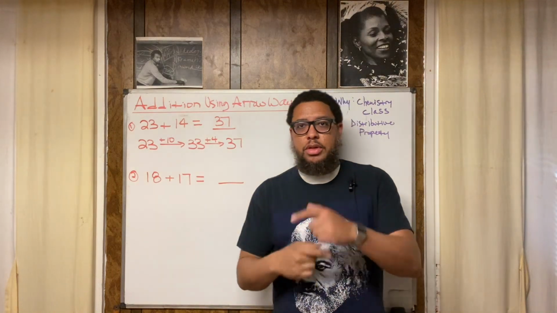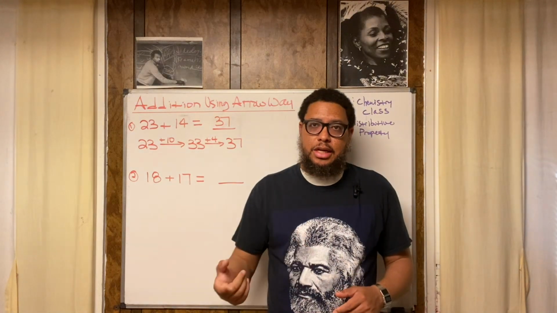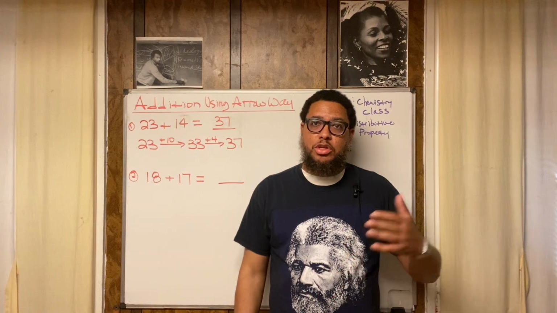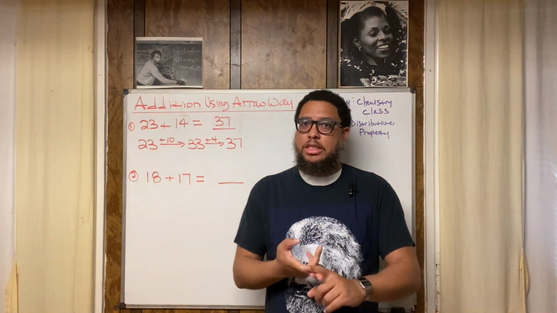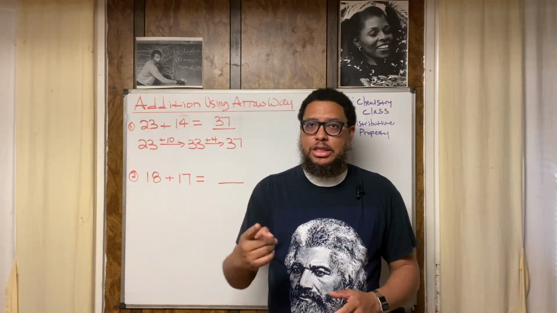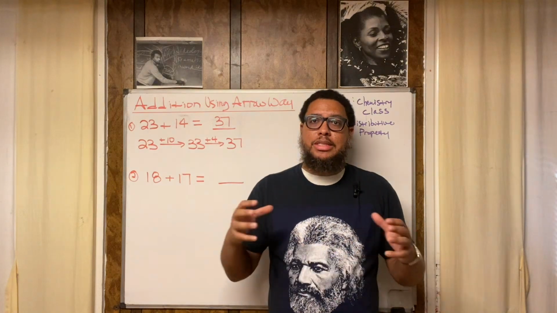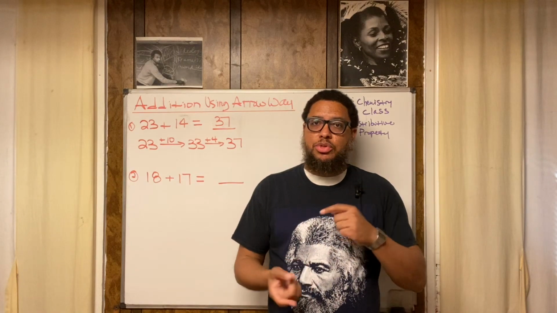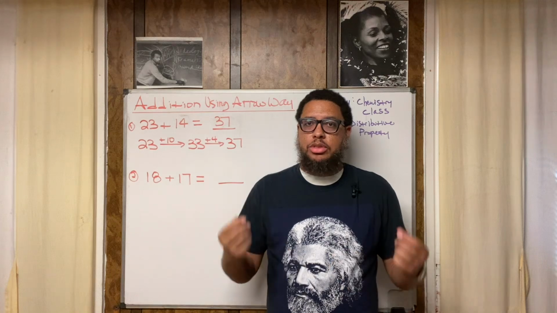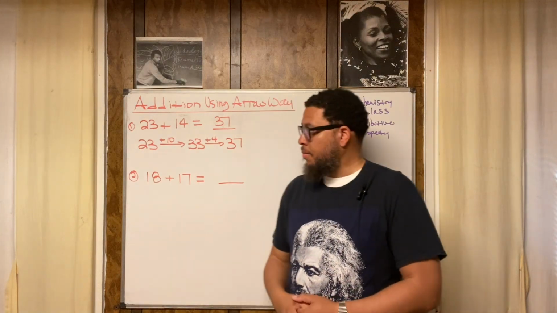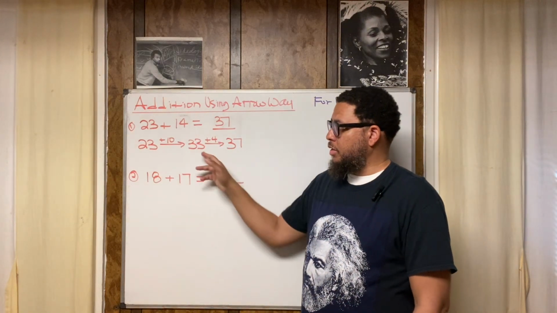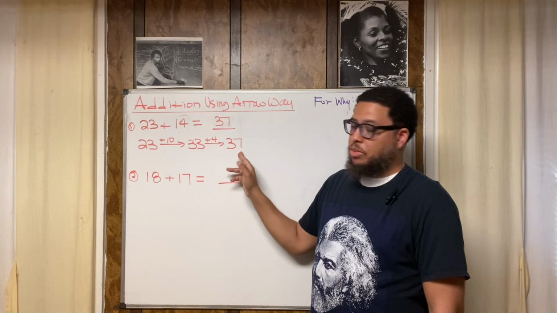When you switch the order of the numbers, the sum doesn't change. The commutative property also applies to multiplication. It doesn't apply to subtraction and division, though, but it does apply to addition and multiplication. You can switch the order of the numbers around and you still get the same sum when you're doing addition. So 3 plus 4 is 7. That means that 30 plus 7 will give you 37.